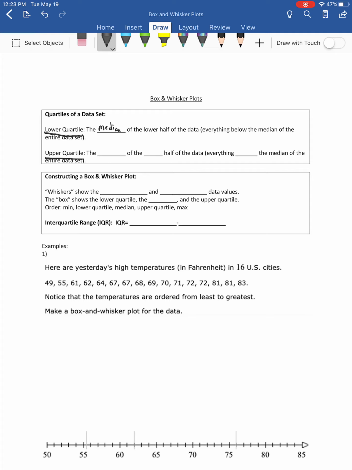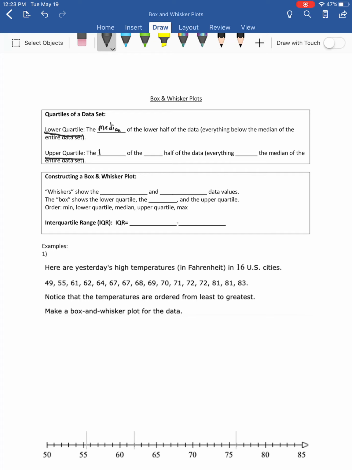of the lower half of the data, which is everything that's below the median of the entire data set. So what we're going to do is find the median of the entire data set and then break it up into halves, essentially. The first half is going to be everything below the median, and then we're going to find the median of that again, and that's going to be our lower quartile. Then we're going to take everything that's above the median and find the median of that again. That's going to be the upper quartile.